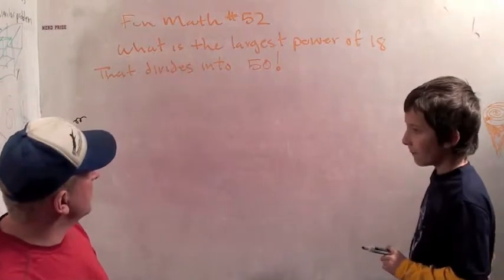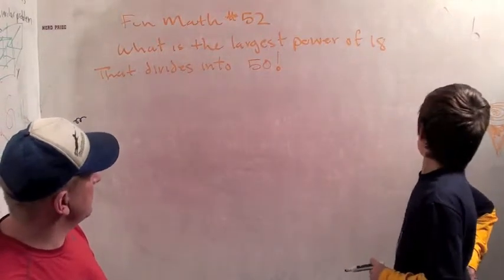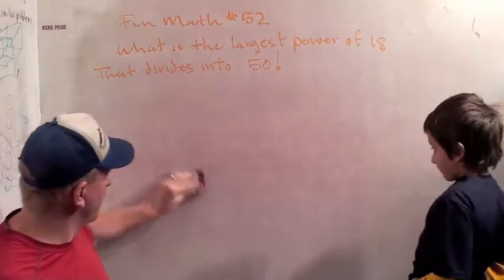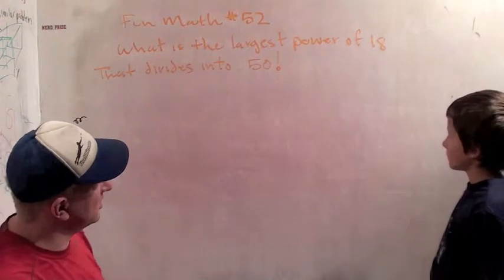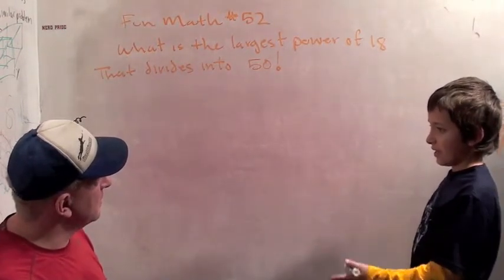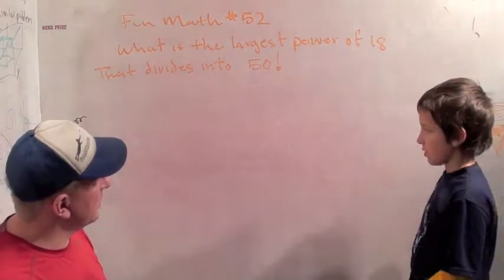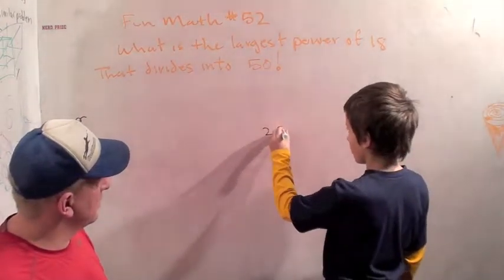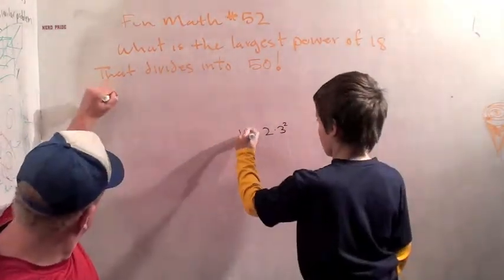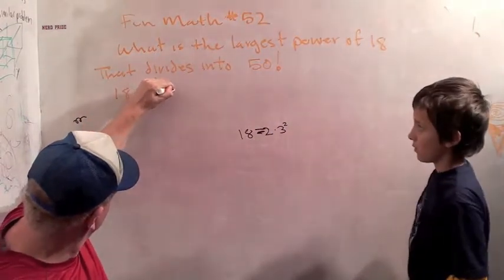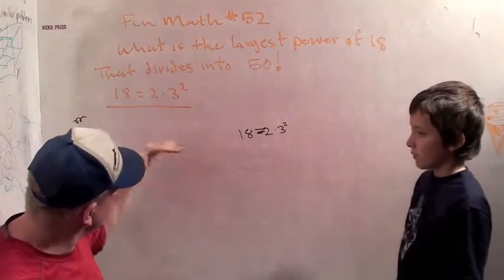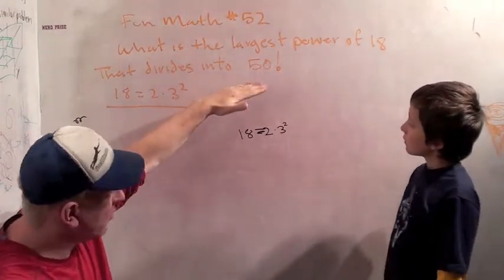Okay. So the question is, what is the largest power of 18 that divides into 50 factorial? So how do you approach a question like this? Well, we need to know how to make 18 from times. How do we make 18? What is 18? It's 2 times 3 squared.